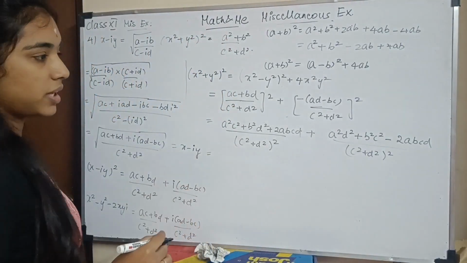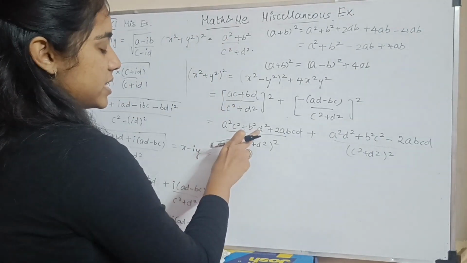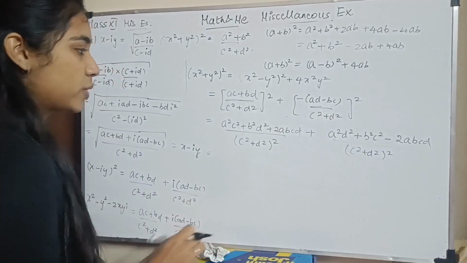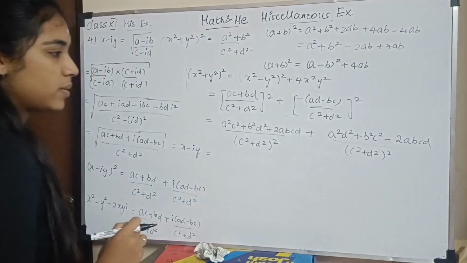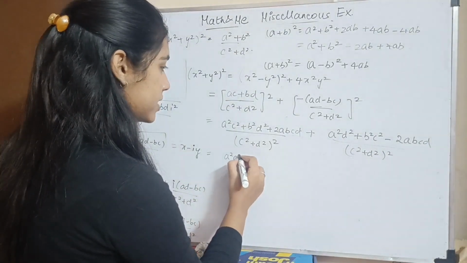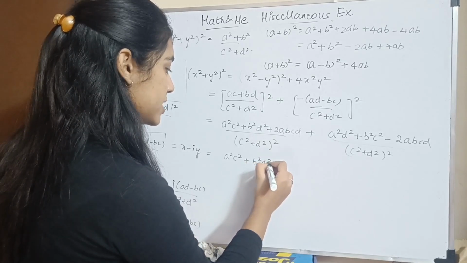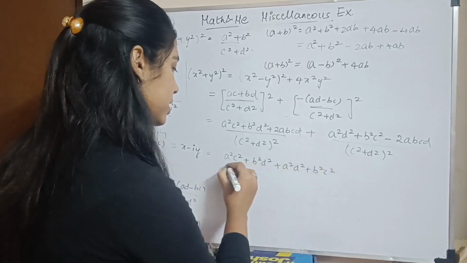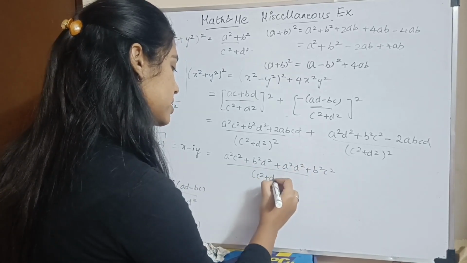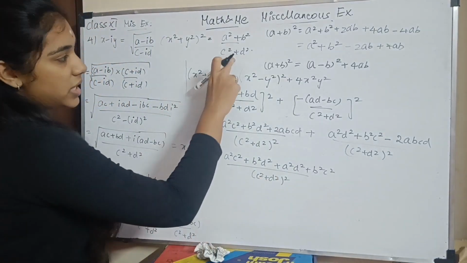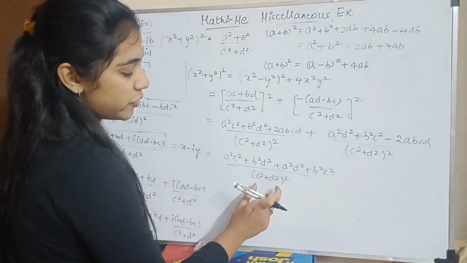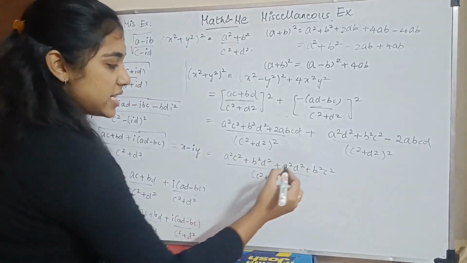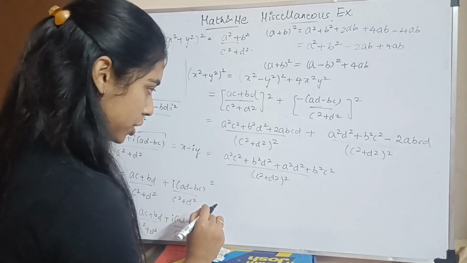Now the denominator is common. So what do I have in the numerator? a square c square, b square d square, a square d square, b square c square. Plus 2abcd and minus 2abcd will get cancelled. So I have a square c square plus b square d square plus a square d square plus b square c square, divided by (c square plus d square) the whole square. But in the denominator I need c square plus d square. I have a square term, so I have to cancel one of the terms. In the numerator I need a square plus b square. So I'm trying to see if I can take something common. So what do I take?